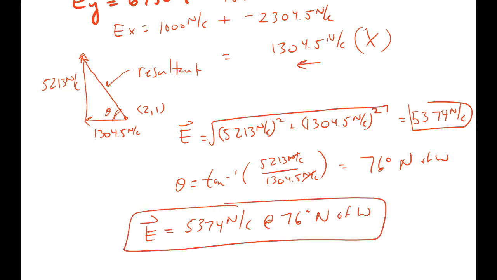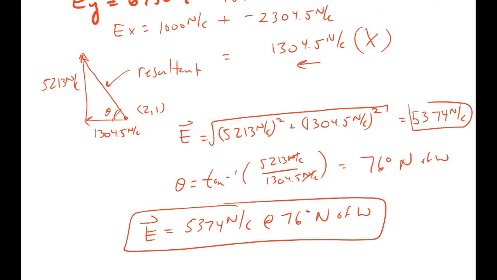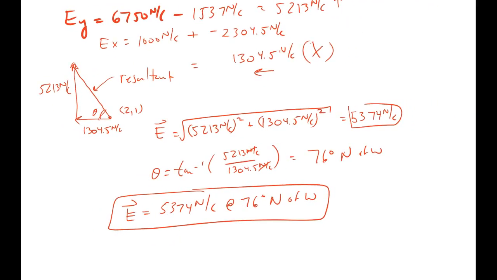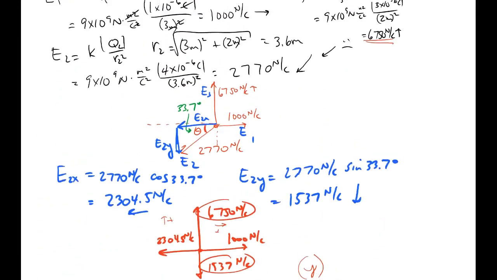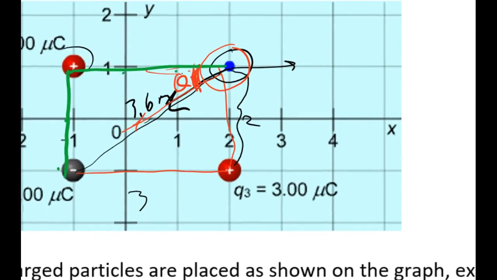That's the electric field. Okay, so part B says a 1 nanocoulomb charge is brought to that spot. What is the magnitude and the direction of the force on this charge? Hint, you already know the electric field at that location. And so I've already written down the electric field at that location. We got that from doing this part right here, right? The 5,374 at 76 degrees. So what we're doing now is we know the electric field at that spot.